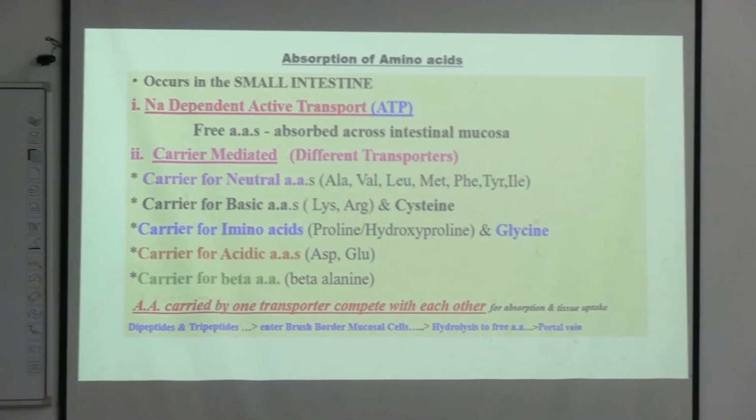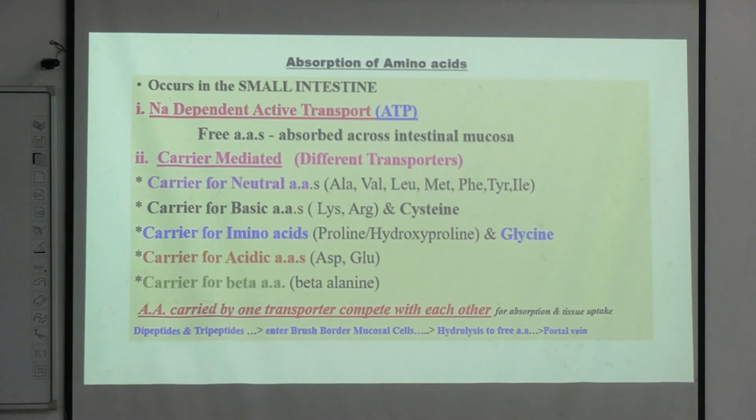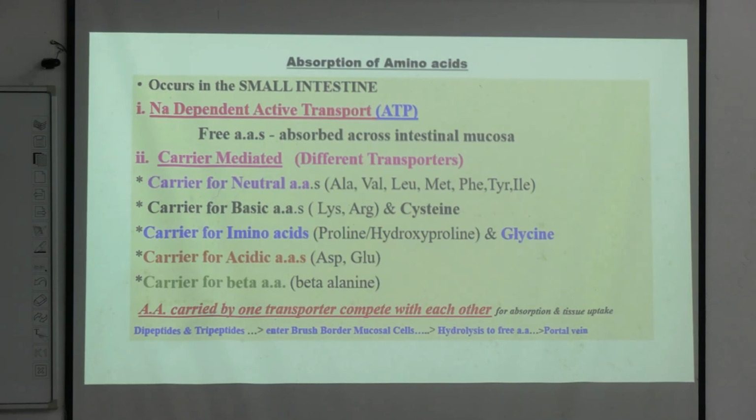So, absorption in the intestine is basically by a sodium dependent mechanism that requires ATP along with the amino acid. Sodium is also pumped out, the sodium ATP pump is active. So, sodium independent carrier transport mechanism is there. One is for neutral, one is for acidic, one is for basic, and the fourth one is for amino acid, and the fifth one is beta alanine.